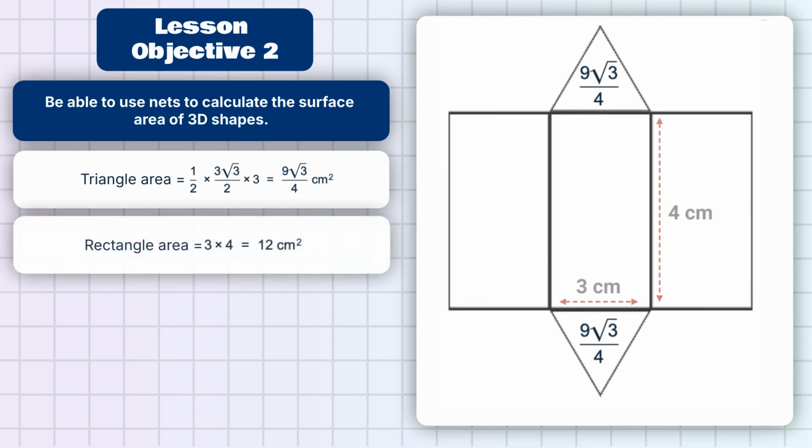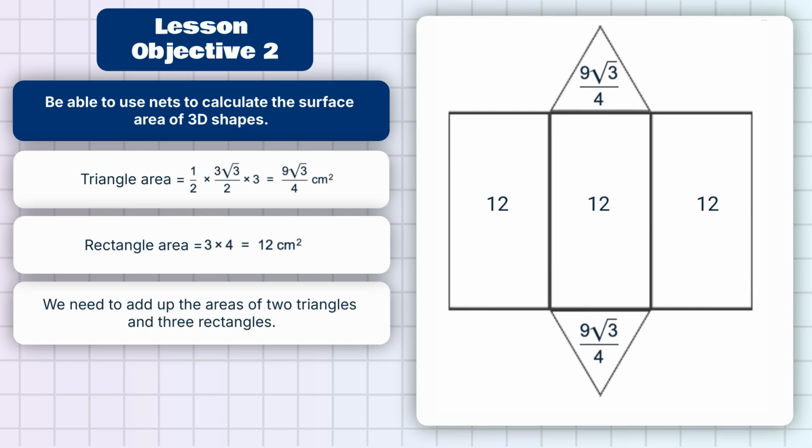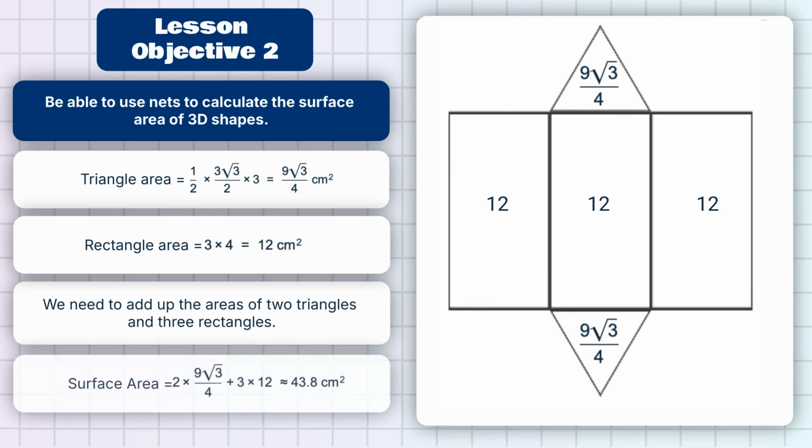The rectangles are more straightforward, each with an area of 3 times 4 equals 12 centimeters squared. We need to add up the areas of 2 triangles and 3 rectangles, so the surface area we plug into the equation comes to approximately 43.8 centimeters squared.